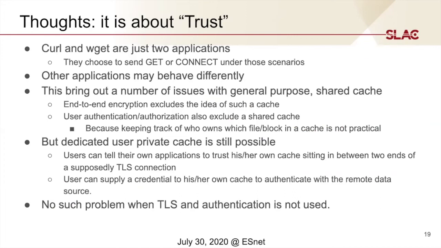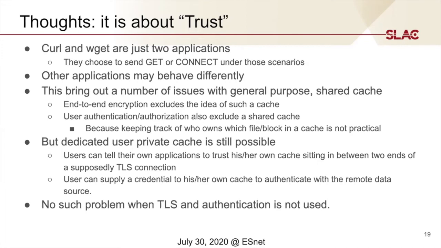We always have this idea of a general purpose shared cache, which is a wonderful idea. But the problem is this end-to-end encryption, in my view, excludes the idea of such a cache. And the other thing that is also not in favor of such a cache is the user authentication and authorization, because we can't really practically keep track of who owns this particular block in the cache, and what if other people want to access it. So a shared cache will have this kind of problem.